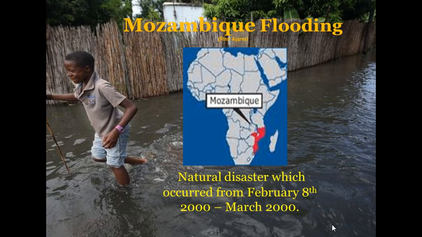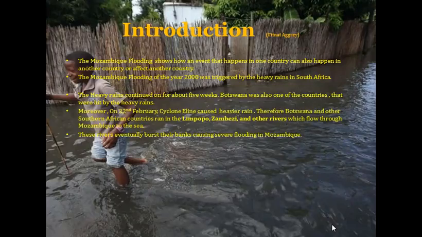Our group 4 project was on Mozambique flooding in the year 2000. The Mozambique flooding was basically caused by heavy rains in South Africa, which lasted for about 5 weeks. As water changes from its original state to other states, it's moved around the planet by wind currents. The wind currents are generated by the heating activity of the sun.